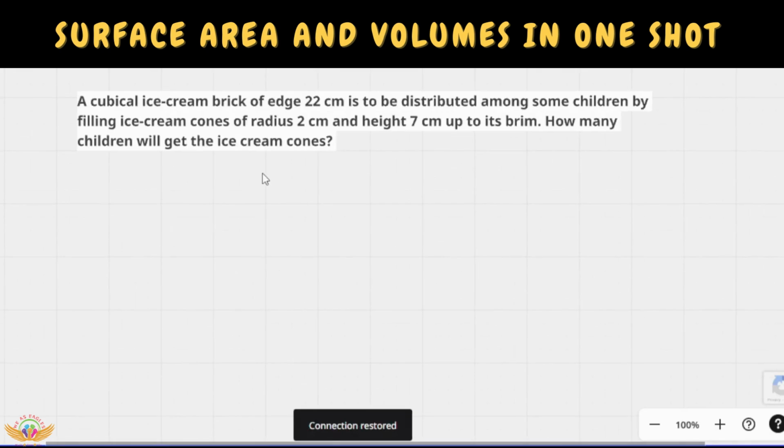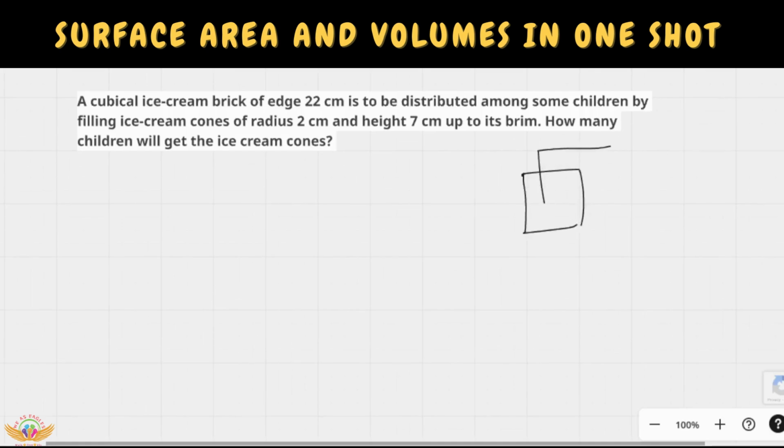Yes, here is another question. A cubical ice cream brick of edge 22 centimeters. They are telling that it is a cube. So just first draw a cube. So this is a cube of ice cream, and I'm just drawing it. Please don't consider this, just consider this is a cube, okay? I'm very bad at drawing figures. Yes. So this is a cube of ice cream, and this complete ice cream has a side of 22 centimeters. They told you, okay?